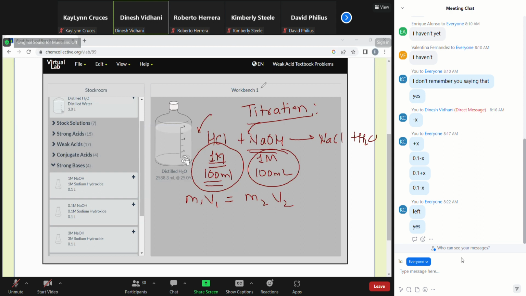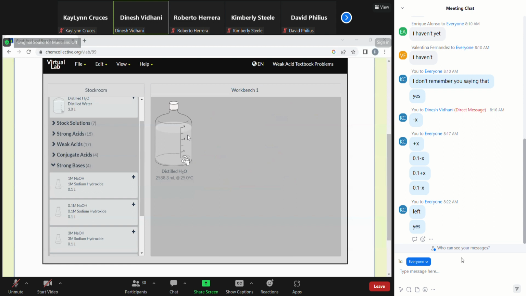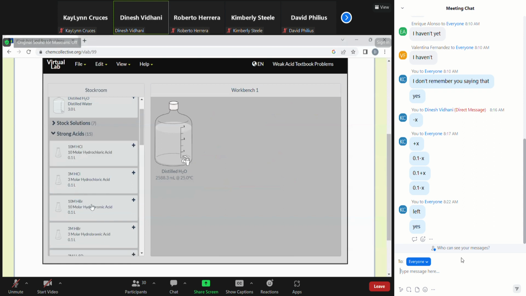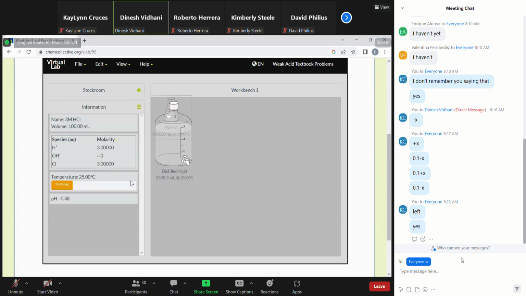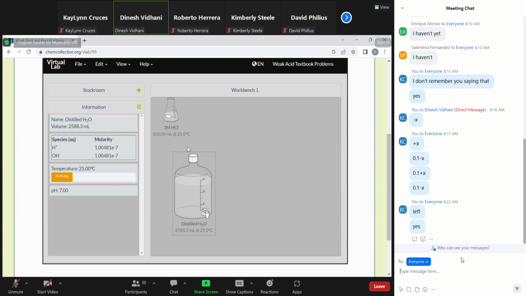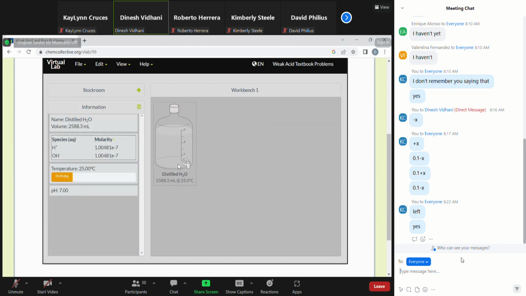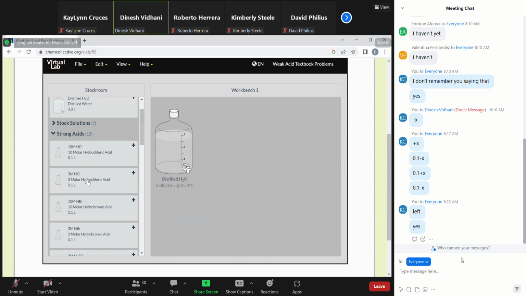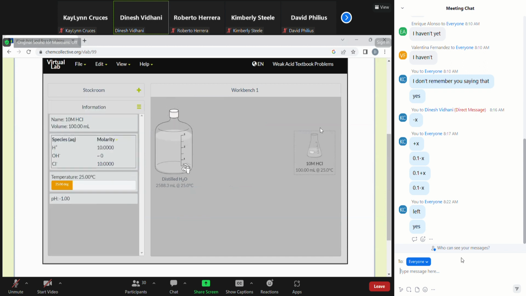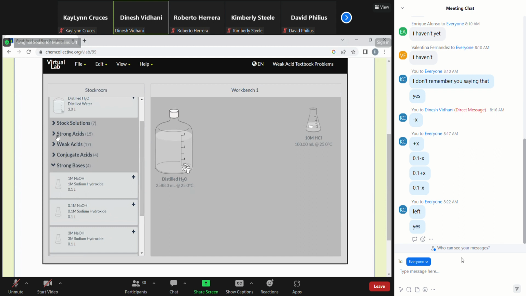Let me clear this thing. So I'm going to take a strong acid. And let me see. So I'll just take that. No, I'm not going to take that one. Remove. Okay, so I'm going to take that. So I'll take 10 molar HCl. Okay. Next I'm going to take a base. I'm going to use a strong base.